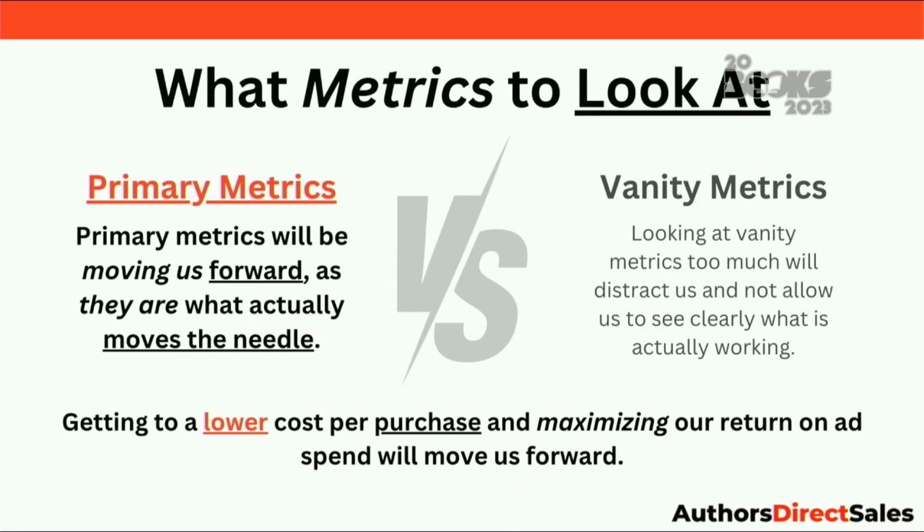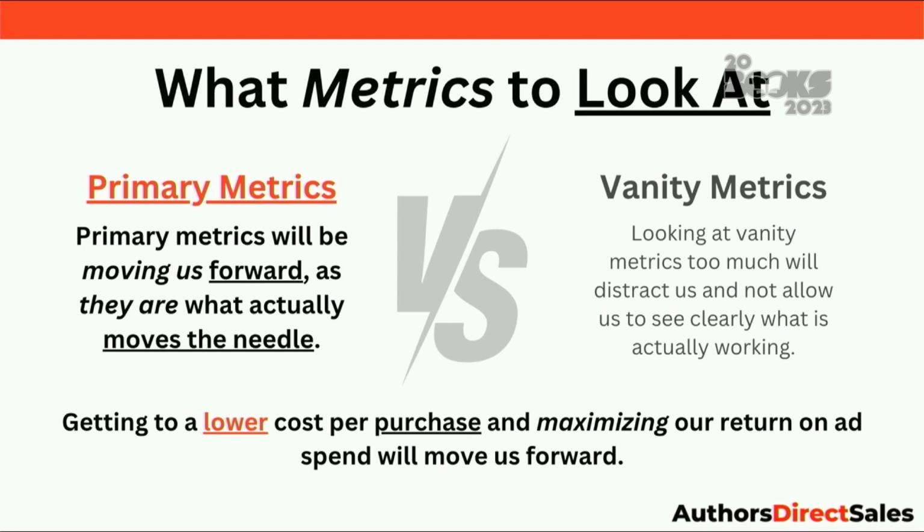Now, when we're looking at primary metrics, when we're running sales ads, there's 2 metrics that you want to look at. These 2 metrics are actually going to help us move forward. They're going to help you get a lower cost per purchase and maximize your return on ad spend. That's really all you care about. In terms of scaling and acquiring customers, we care about getting the lowest cost per purchase on the best product to actually bring people into our funnel. Now, vanity metrics can confuse you if you're looking at all the metrics too much.